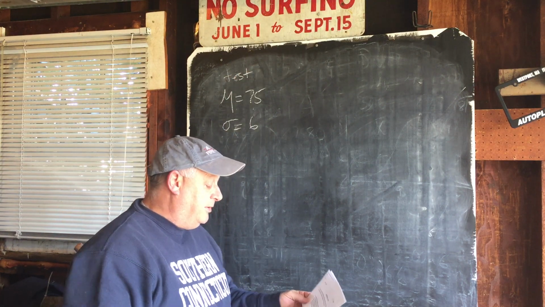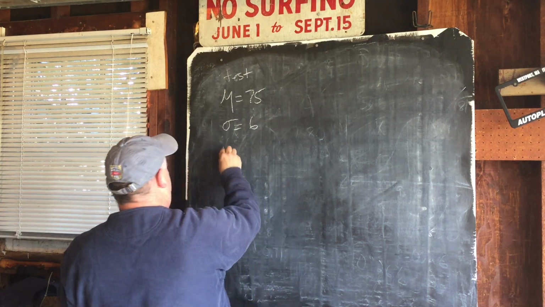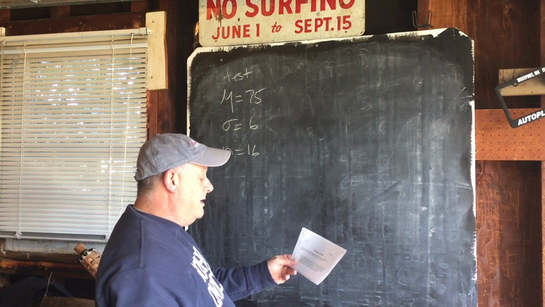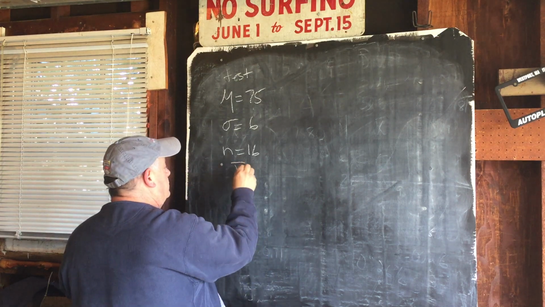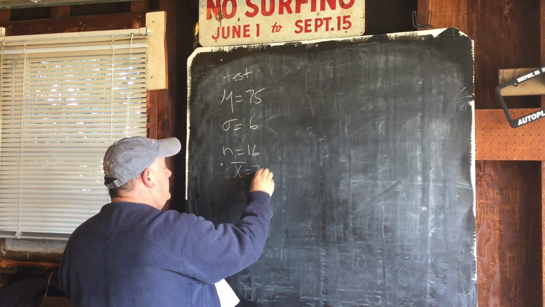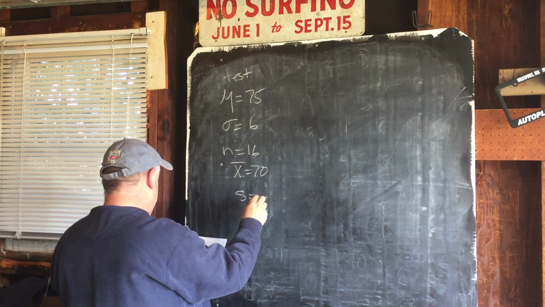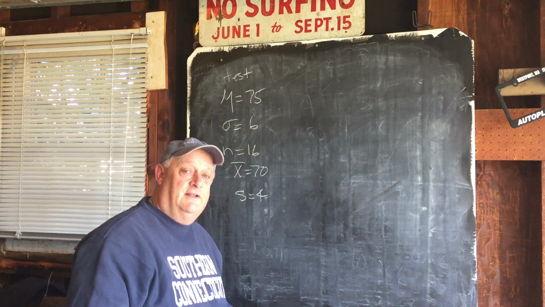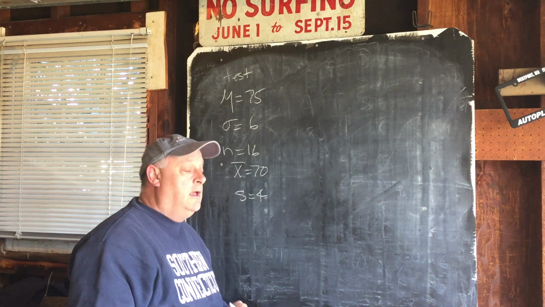He also gets a sample. The sample is of 16 individuals, and these people take the memory test, and the sample scores a mean of 70 and a standard deviation of 4. So I'm using X bar and S to represent those sample statistics.